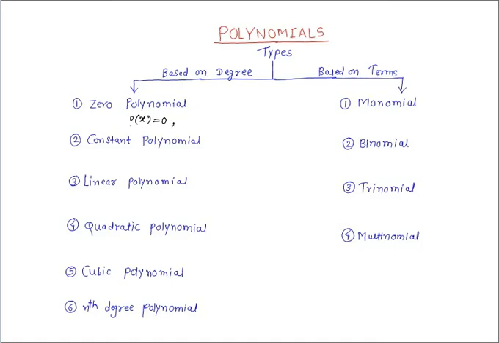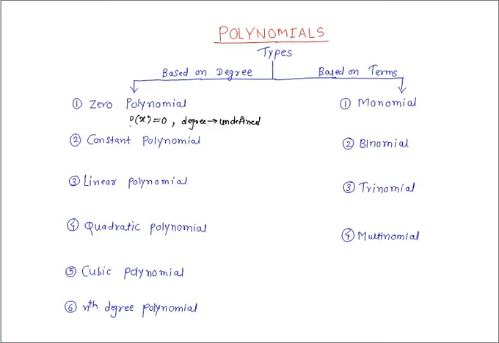And what is the degree of a zero polynomial? Degree is undefined. Why undefined? Because all the coefficients in the polynomial become 0 and all the terms in the polynomial become 0. So we cannot define the degree of a zero polynomial.